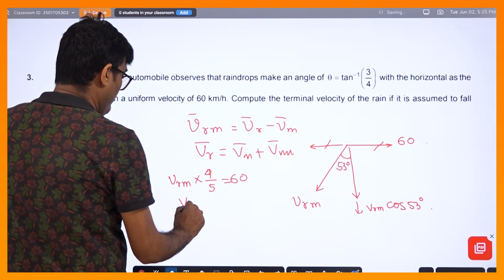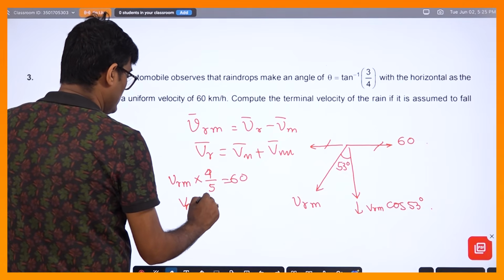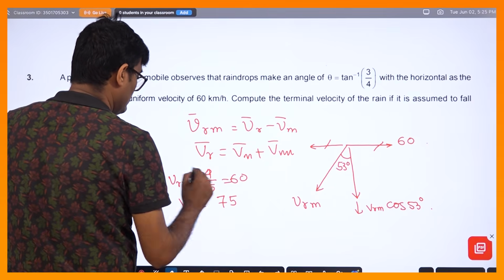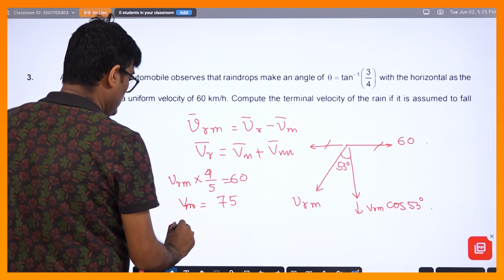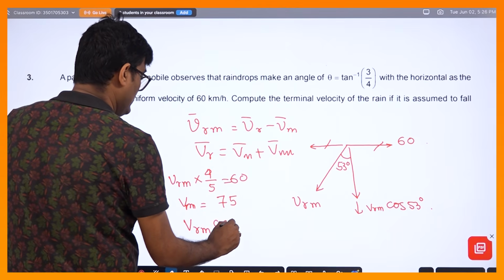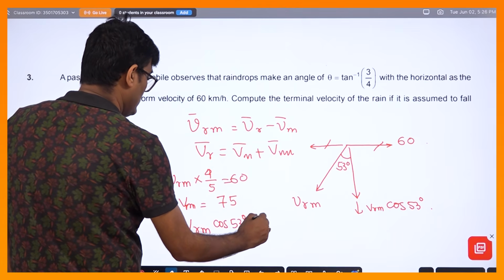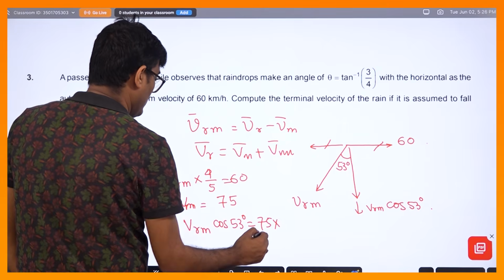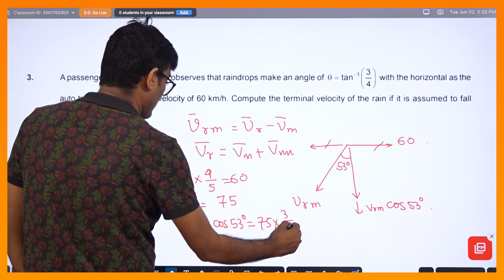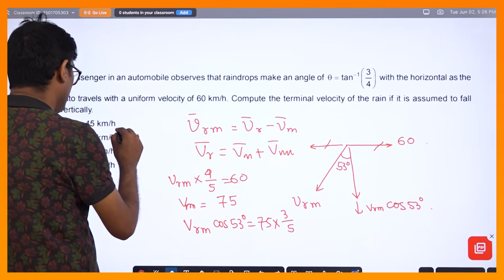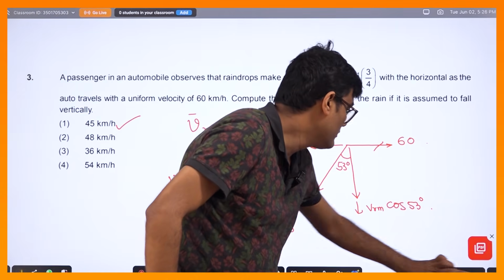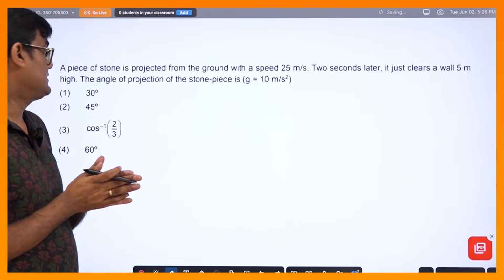So VRM is equal to 75, and VRM cos 53 is equal to 75 into 3 by 5. So 45 kilometer per hour is the correct answer for this question. Okay, moving to the next question.